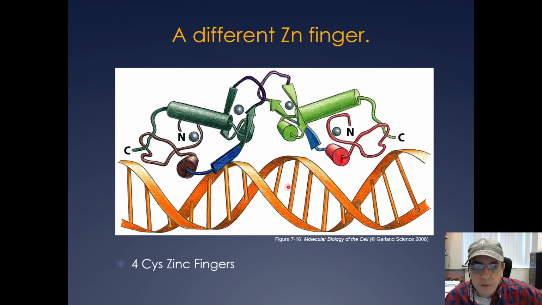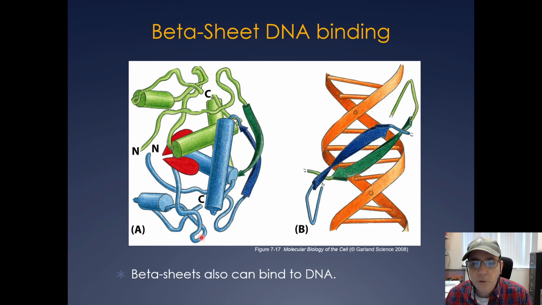And so here's a different zinc finger. This is a 4-cis liganded zinc, and you can see here where the alpha helix in the zinc finger just fits perfectly into the major groove. Occasionally you can have beta sheet binding, where you have 2 beta sheets coming together, and these can actually then fit perfectly also into the major groove of DNA.